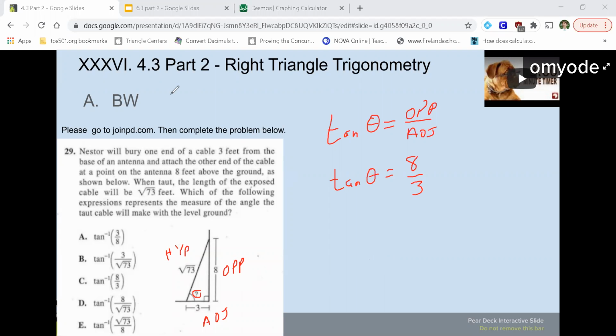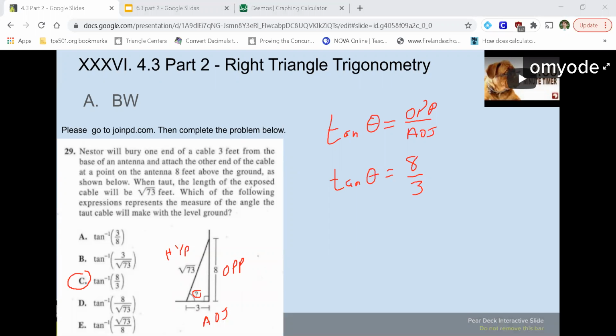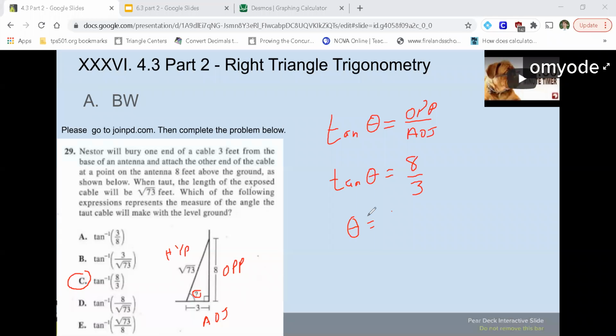And then to solve that, you take the tangent inverse of both sides, which gives you the answer C, which I think no one got. But I have a feeling that's probably just from mislabeling the opposite and adjacent or what have you. Does this make sense, how I got this? Yeah. Okay, sweet.